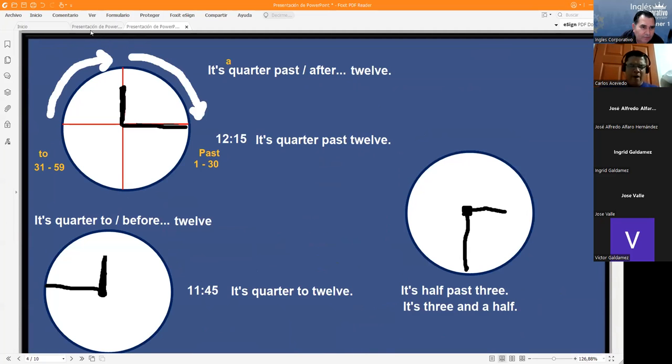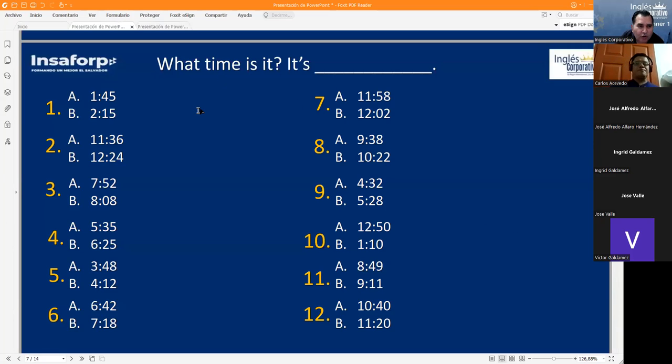Okay. Let's continue. Now, my friends, confusing times. What time is it in A? It's 1:45. Lo vamos a decir de la otra forma. Quarter to two. It's a quarter to two. Okay, what time is it? It's a quarter past two, or after two. Okay. It's a quarter past two.